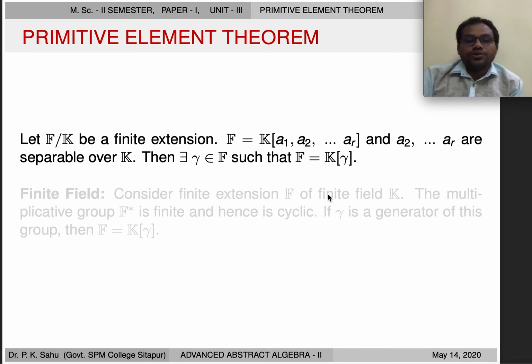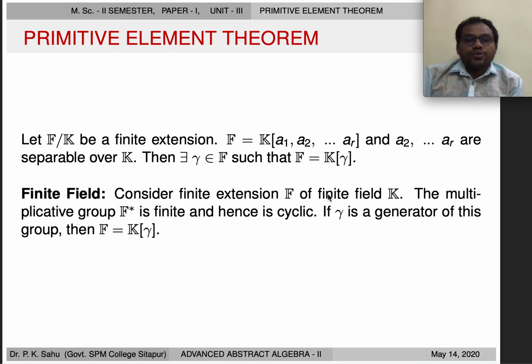Now the proof of this theorem is divided into two parts. First part is the finite field. So let's see. So consider a finite extension F of finite field K. So our base field K is finite and the finite extension F will also be finite. Since F is finite, we can consider its multiplicative group F star. So we draw 0 out of F, and we have F star, that is multiplicative group without 0. So this multiplicative group is finite precisely because F is finite. Now this multiplicative group will be cyclic.